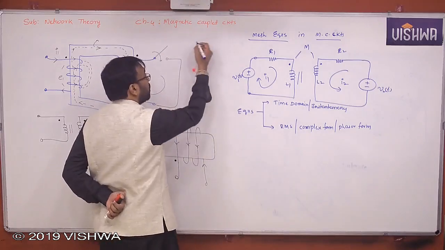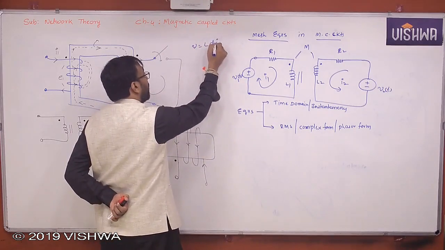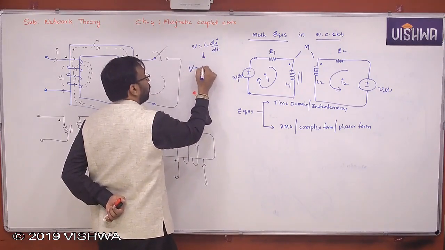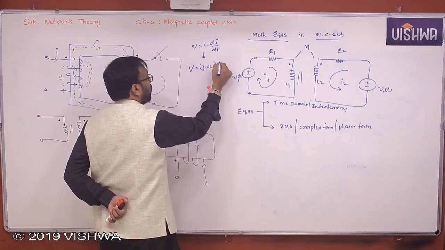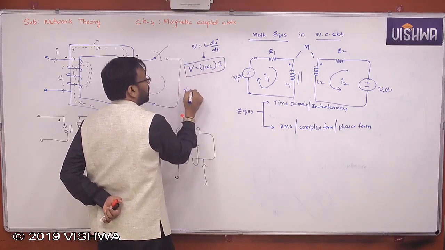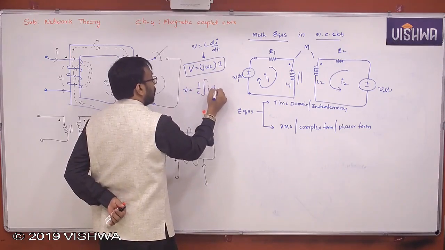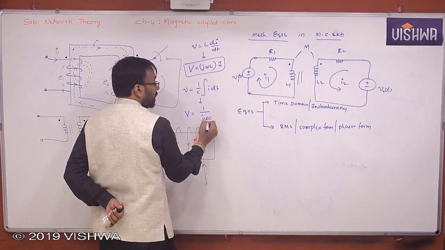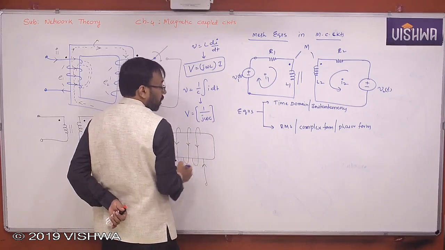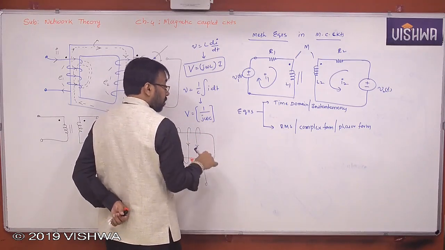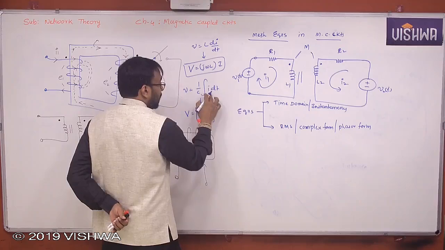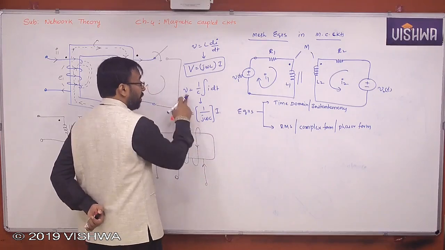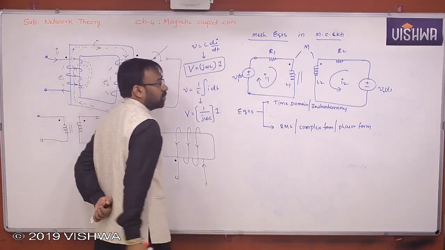You already know that v is equal to L di by dt. If you write it in time domain, how do you write it in complex? Capital V equals j omega L into I. Agree, all of you? v is equal to 1 by C integral i dt. How do you write it? Capital V is equal to 1 by j omega C into I. This is how you write time domain and complex. That's what we are going to do here.